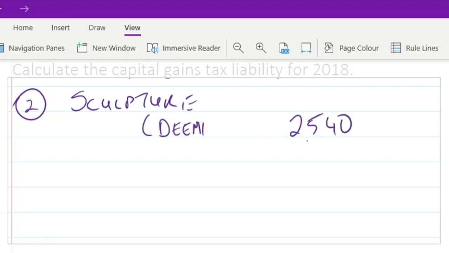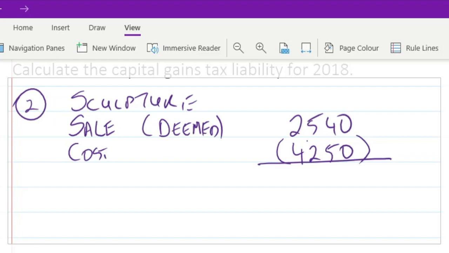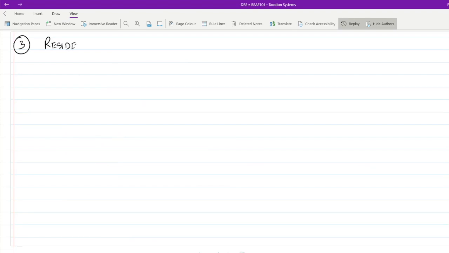Where an asset such as the sculpture is disposed of for less than 2,540, which is the marginal relief rate, in that situation, the asset is deemed to have been sold for 2,540. So the loss here is 2,540 minus the cost, which is 4,250, giving a loss of €1,710.